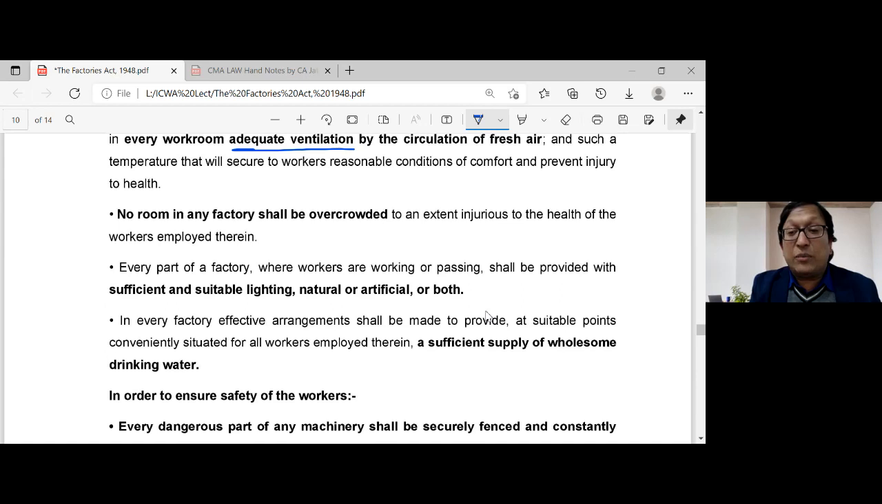No room in any factory shall be overcrowded. These days we understand the importance of space; during the COVID period we understood that there should be social distancing. But earlier also, the Factories Act said that no room in any factory should be overcrowded. Every part of the factory where workers are working or passing shall be provided with sufficient and suitable lighting, natural or artificial or both.